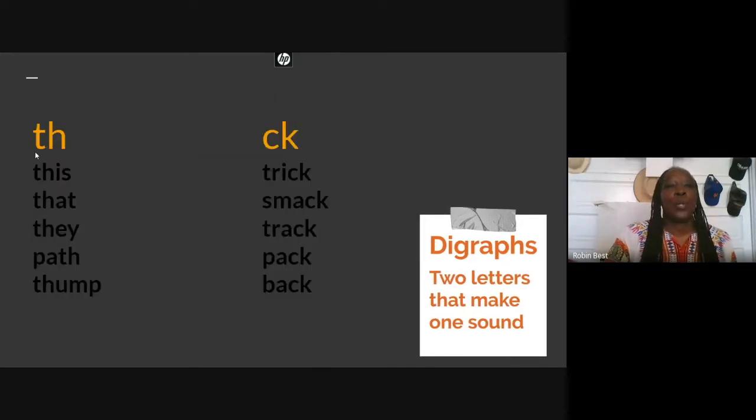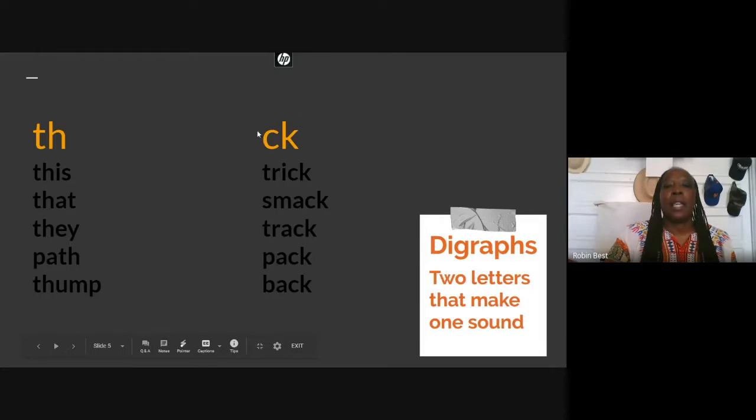Here are some more words with our TH sound. Let's read. This, that, they, path, thump.